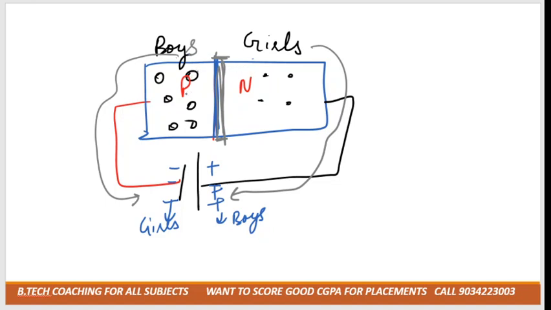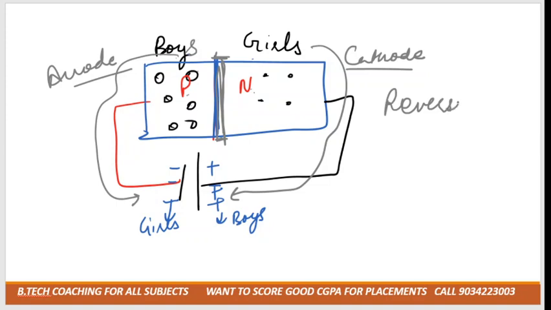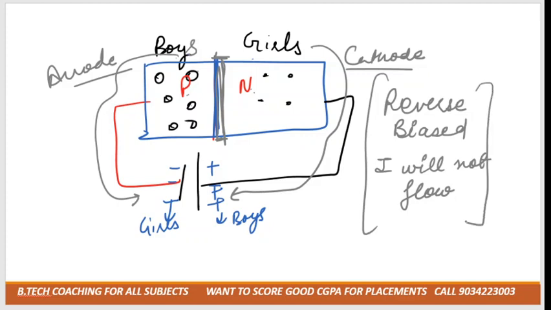So in this case, current won't flow from P to N. This one is known as the anode and this one is the cathode. They don't even try to break the wall, so current will not flow. This type of connection is known as reverse bias connection, and in this case, current will not flow. Understood?